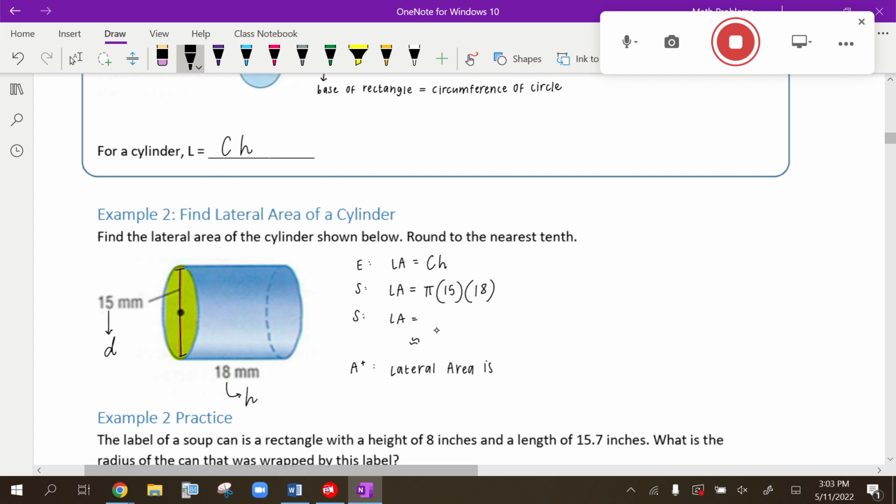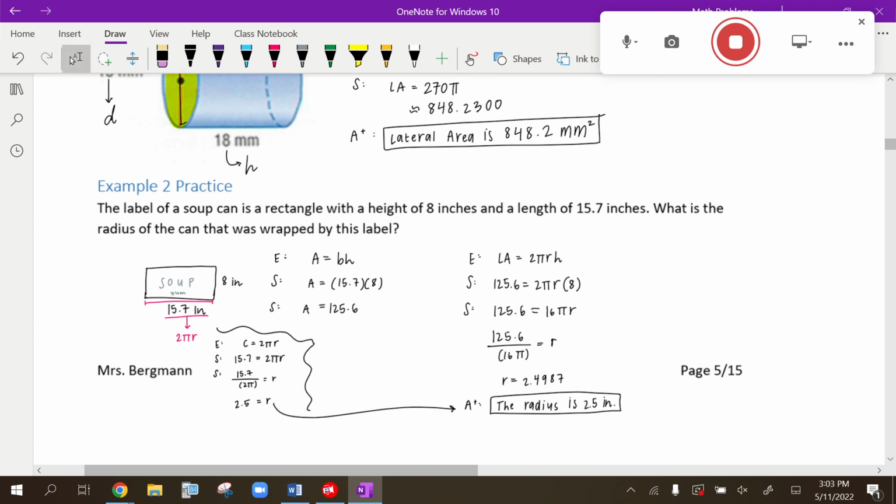So I can get an exact answer on this one by taking 15 times 18 to get 270 and leaving the times pi separate. If you want an approximate answer, you can plug this into your calculator with multiplying by pi, and you should get 848.2300. So the lateral area is approximately 848.2, and the units would be millimeters squared. Now try the practice problem below. Here's the correct answer.